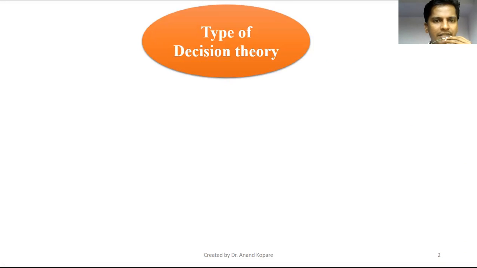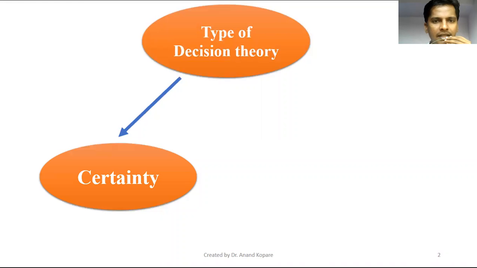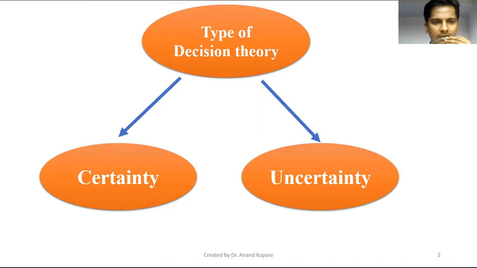There are two types of decision theory. First is certainty and second is uncertainty. The methods for solving problems belonging to certainty and uncertainty are different. If the problem belongs to certainty, the method is different, and if the problem belongs to uncertainty, the method is different.